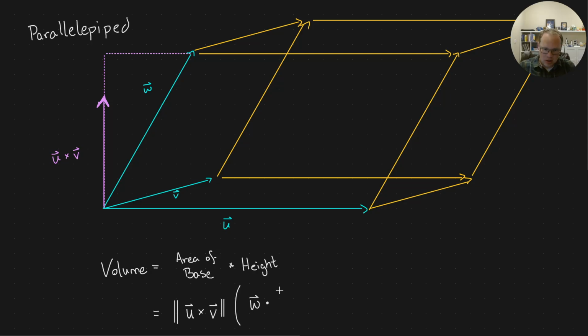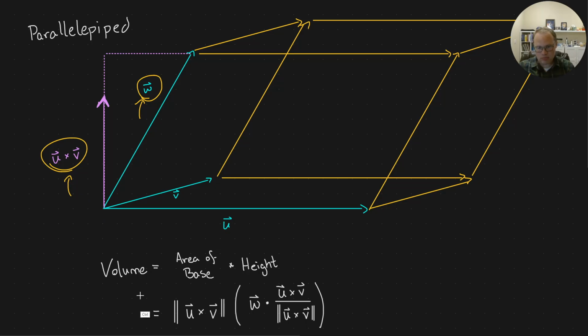So I'll take u cross v divided by the norm of u cross v. Okay, that turns the cross product here into a unit vector. And so by taking the dot product of a vector with a unit vector, it tells me what is the component of this vector in this direction. Okay, how much of vector w here is pointing in this direction. It will give me this height here. How much is that?